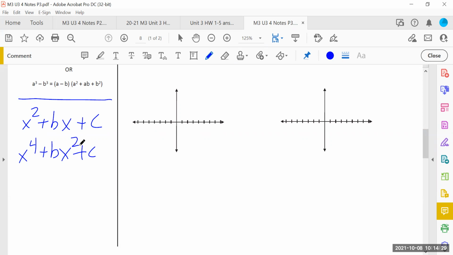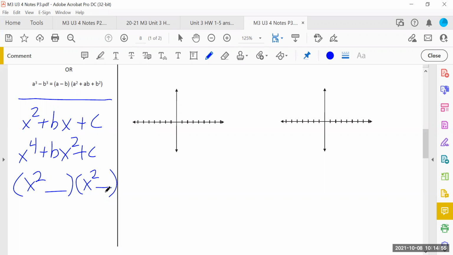So essentially, you have more x's than you're used to. X to the 4th and x squared instead of x squared and just x. This will factor just fine as x squared and something, x squared and something, okay? I'll show you an example. It comes up on the first couple problems.